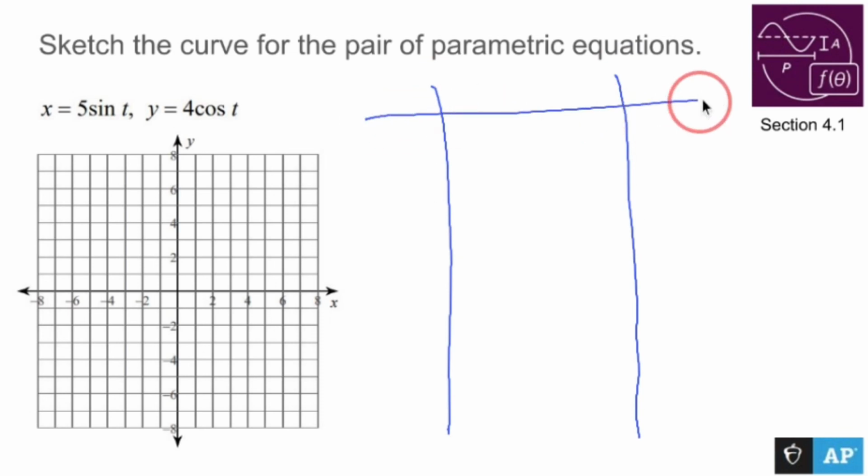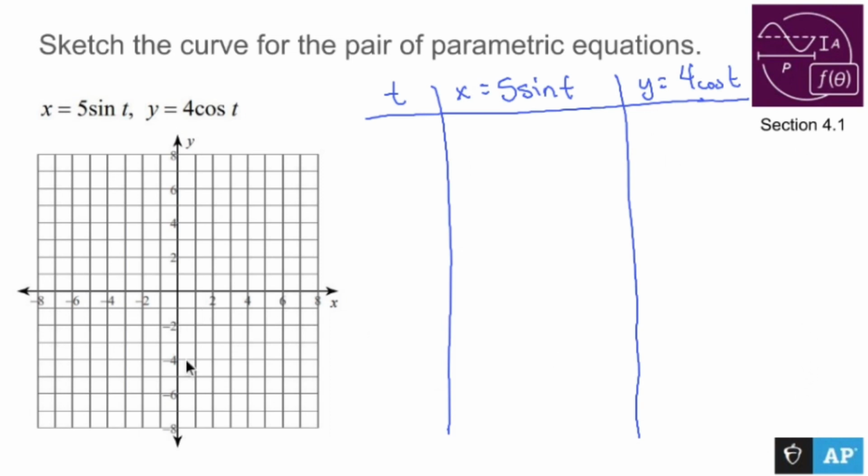We're going to pick some t values. When we pick our t values, x is going to equal 5 sine t, and y is going to equal 4 cos t. What we do by doing this is, whatever t value we choose, we get an x and we get a y, and that gives us some coordinates that we can draw out.